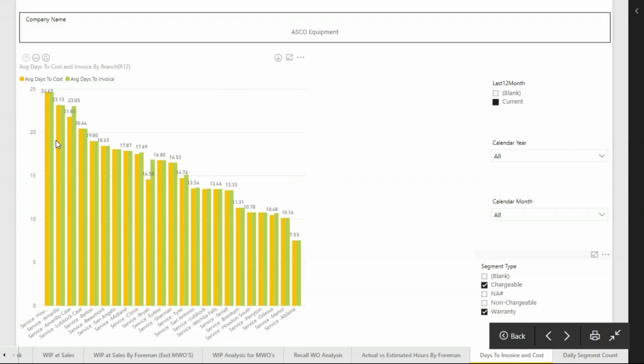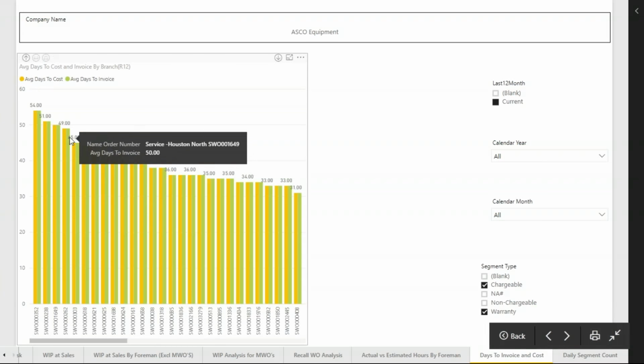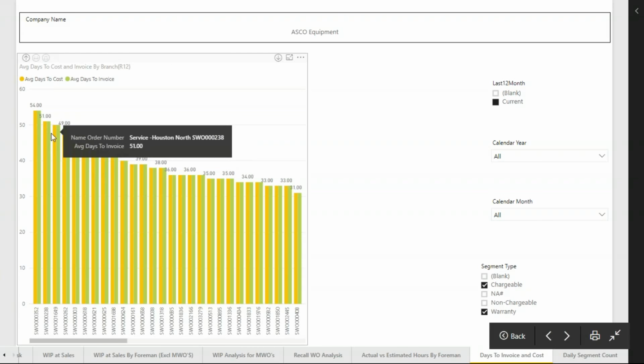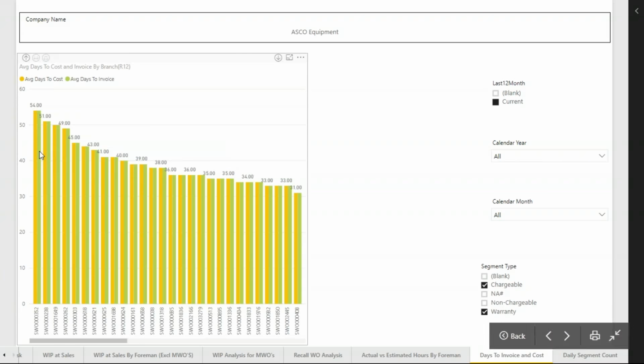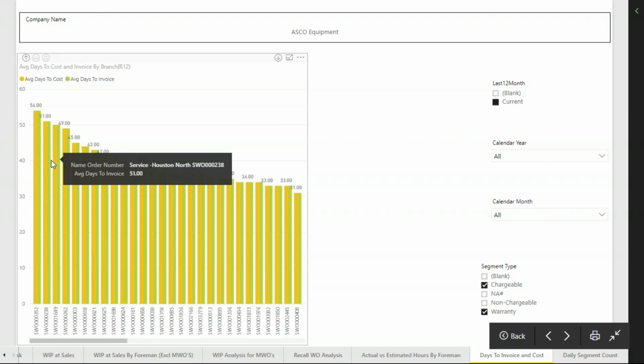And then, let's say this is 24.67. Now, if you drill down, it will tell you which are the orders. So SW 352 took 54 days.